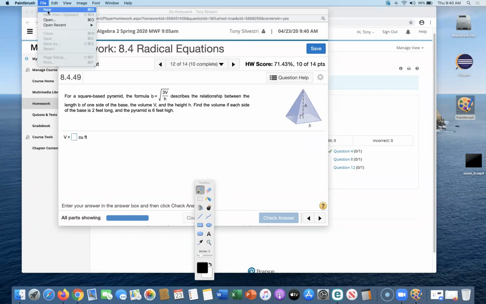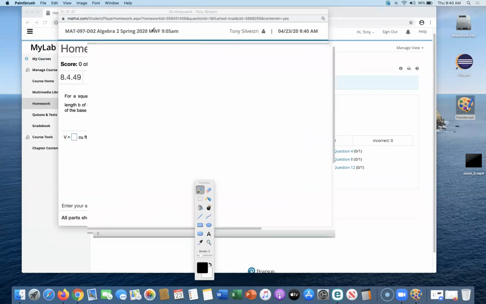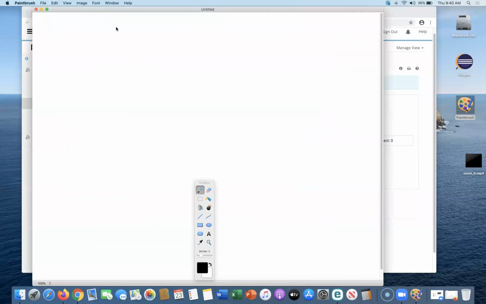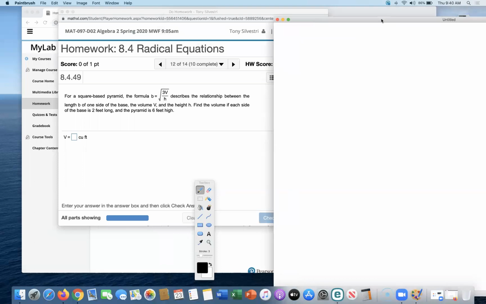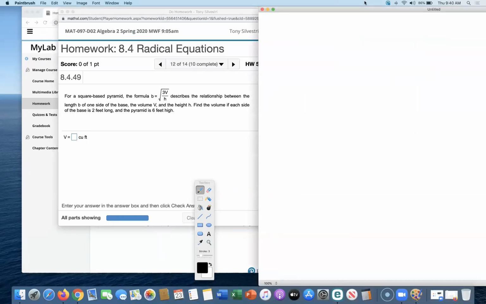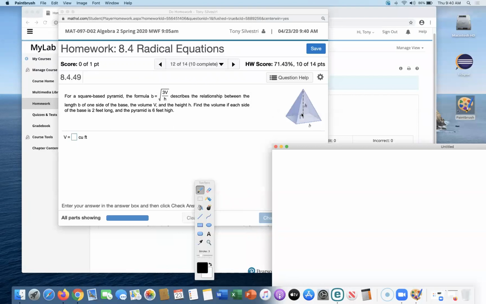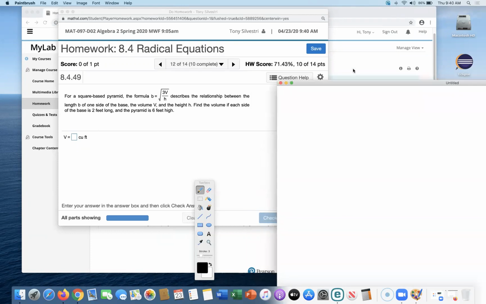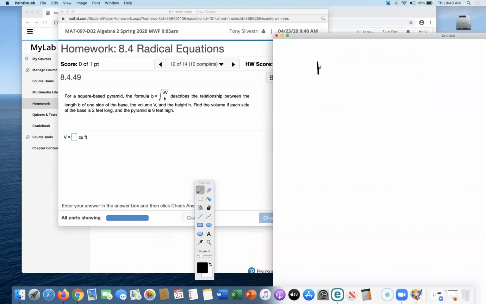File, new. It looks like a lot of words. But if you go through those words, there's a pyramid. And it basically says that the formula that relates all these variables, the height of the pyramid, the base of the pyramid and the volume of the pyramid, is an actual formula, and that they're related like this. Just accept it as being fact.